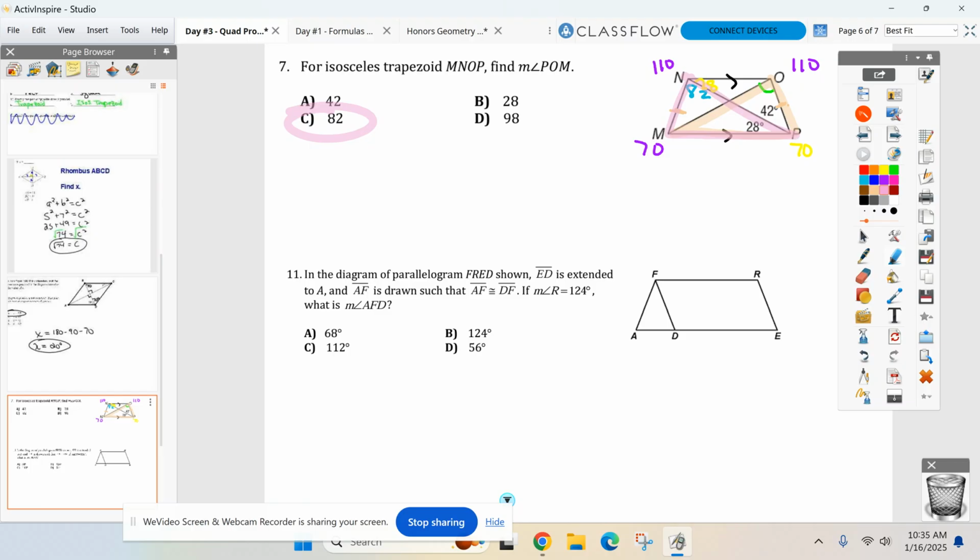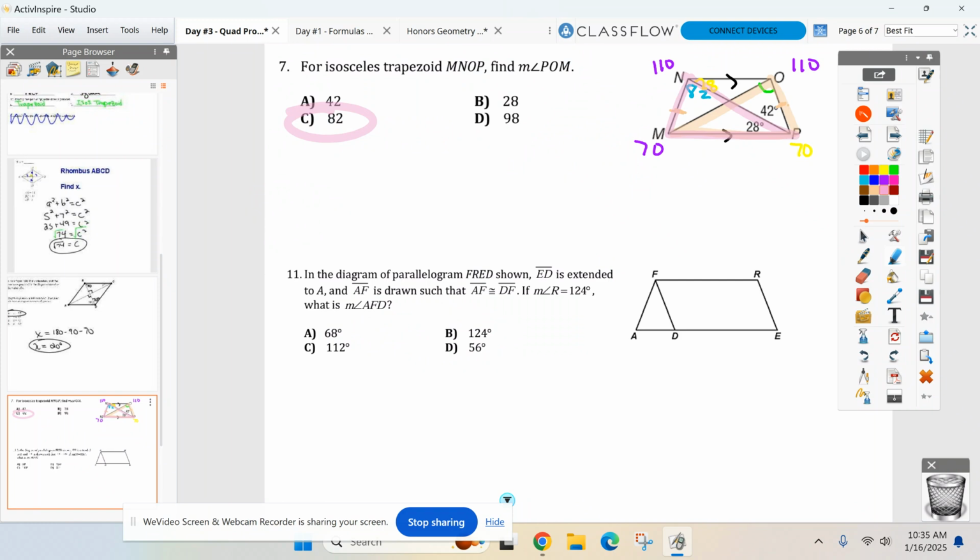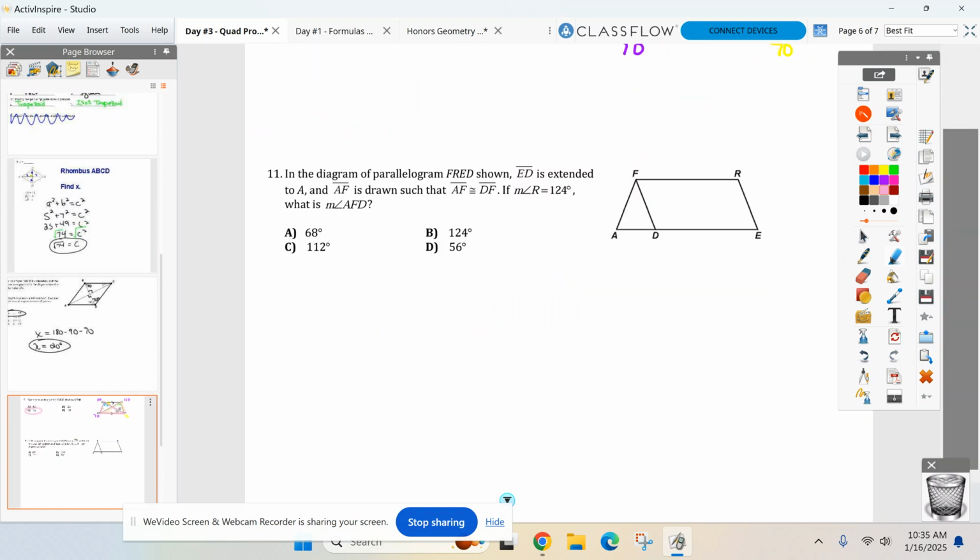Like I said, what did I tell you at the beginning of class? Some you're just going to breeze through. Some you may have to take a little bit more time on or maybe come back to. All right, number 11.